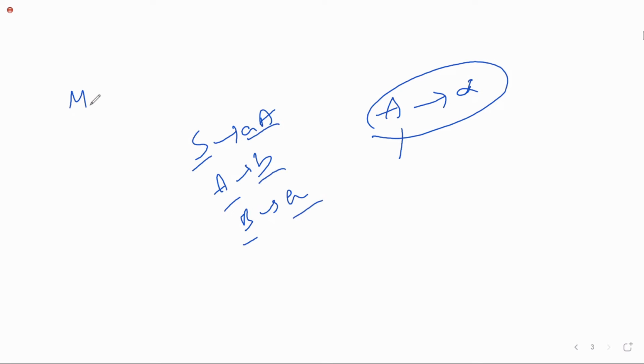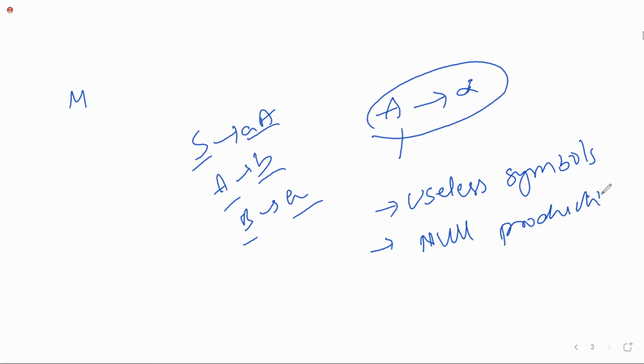Then what is minimization or simplification? Remember, ma, minimization or simplification means, first, we have to remove the useless symbols. Next, we have to remove the null productions. And one more point is there, elimination of unit productions. So: useless symbols, null productions and unit productions. What is a useless symbol? What is a null production? What are unit productions? Everything we'll discuss. First we'll go with useless symbols.